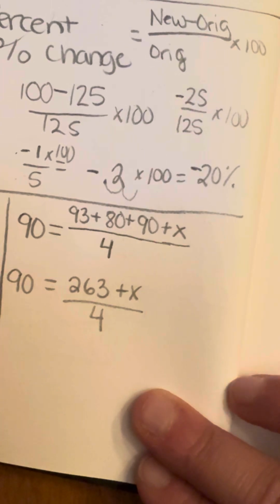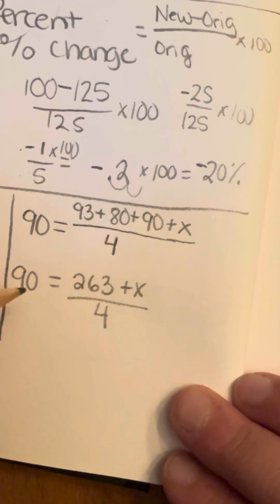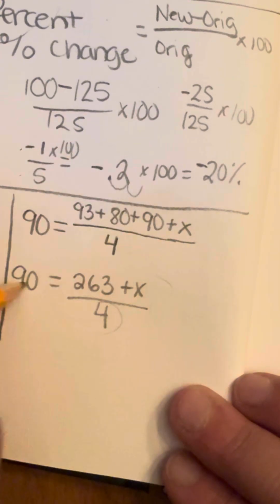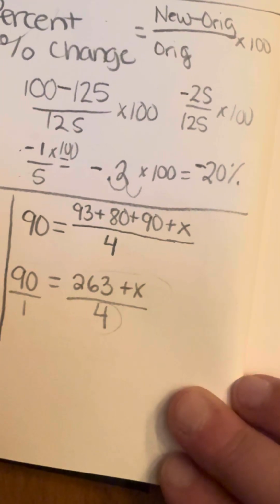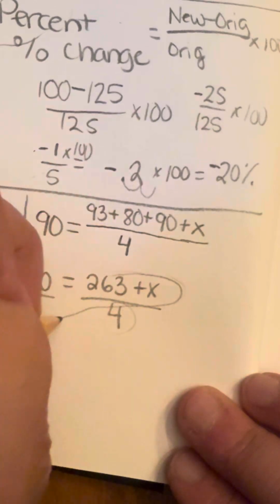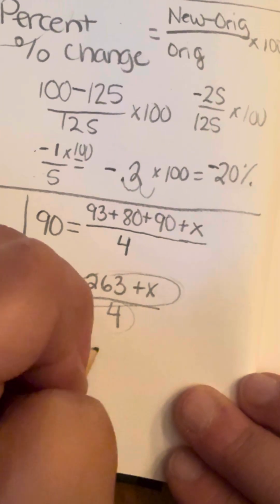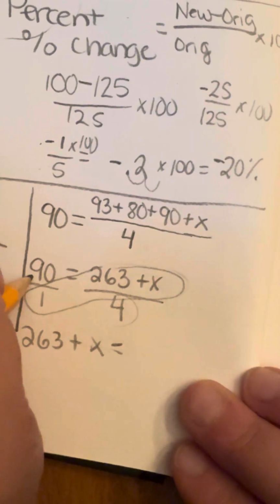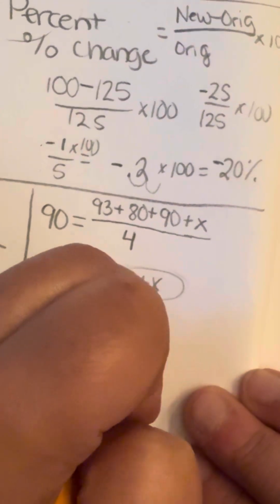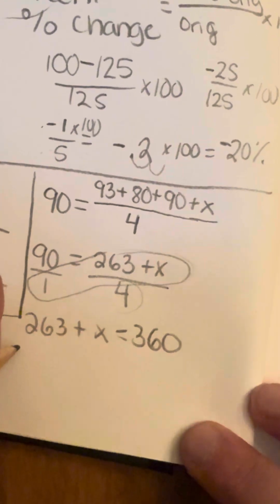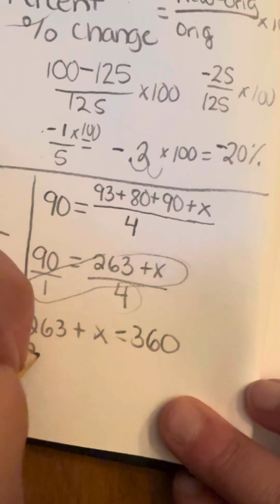Now, if I want to find out what X is, I can do cross multiplication. So this is essentially 1 right here. So I can multiply this whole thing times 1, which would be 263 plus X. And then over here, we got 90 times 4, which is 360. Now I can go ahead and solve for X by doing a nice little one-stepper.